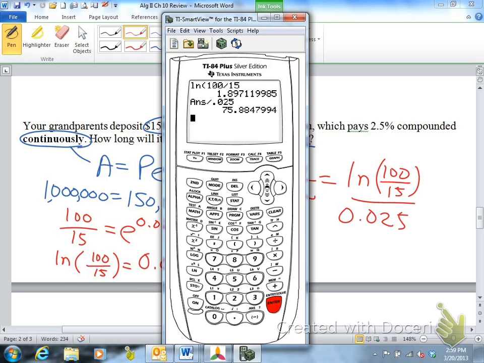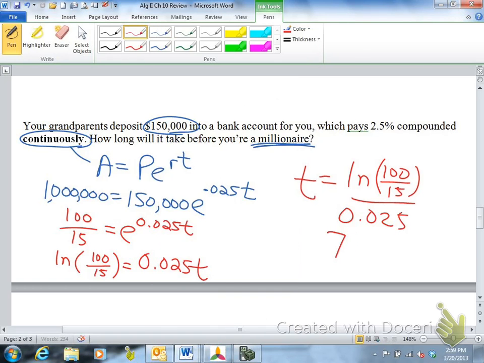76 years. So it's going to take a long time, but if you start now and you have $150,000, you'll be able to be a millionaire by the time you're in your 90s.